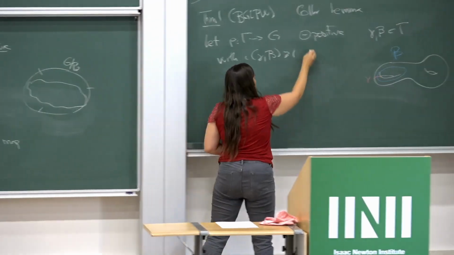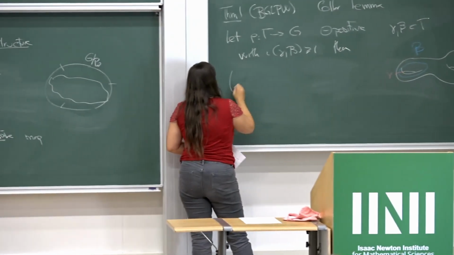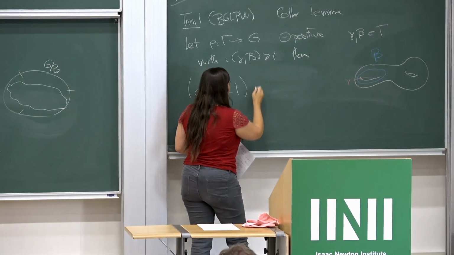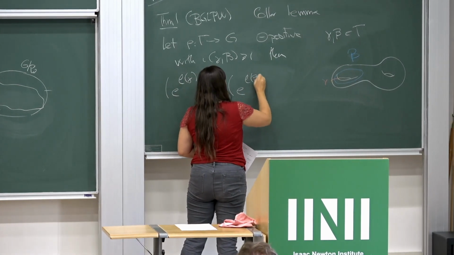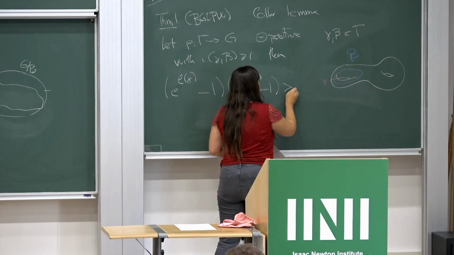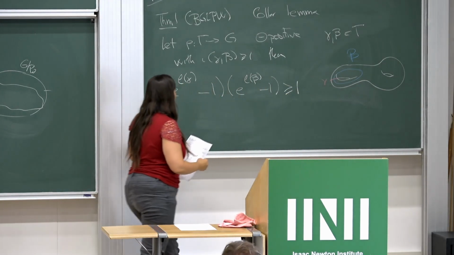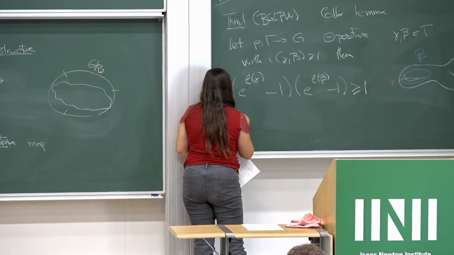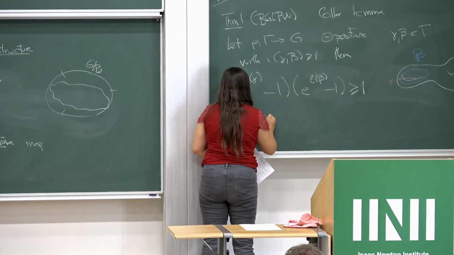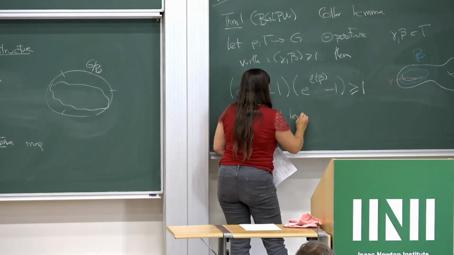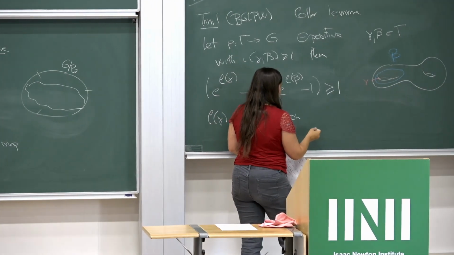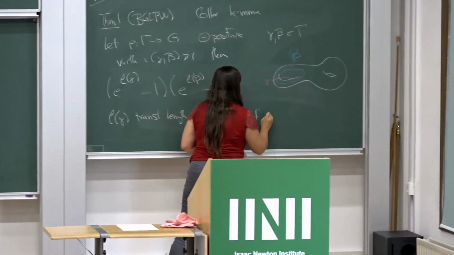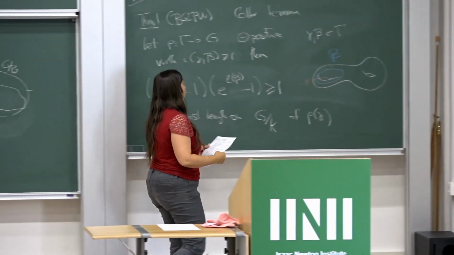Then we show that e to the L of gamma minus 1 times e to the L of beta minus 1 is bigger or equal than 1, where L is the translation length on the symmetric space of rho of gamma.